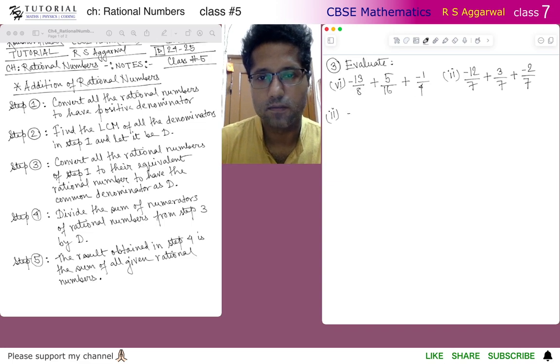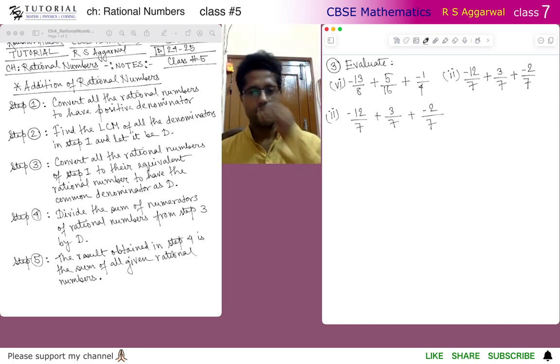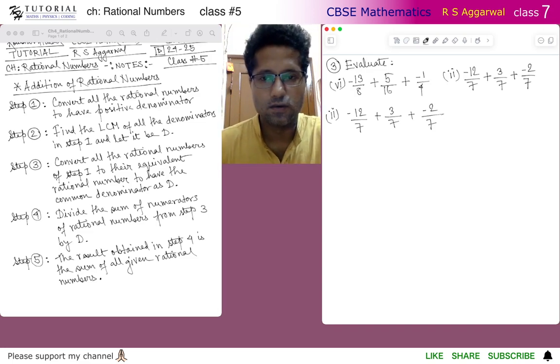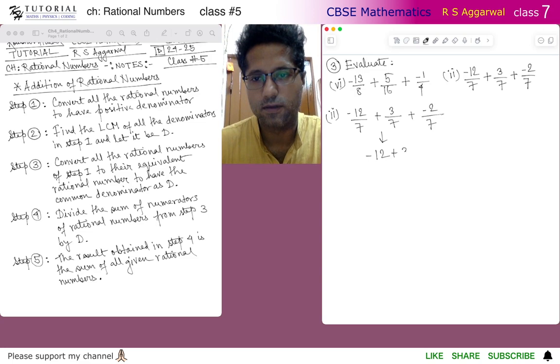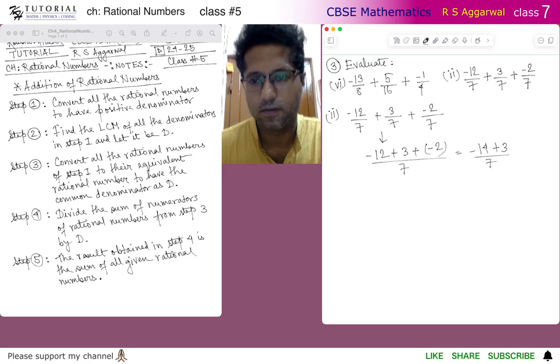It says minus 12 by 7 plus 3 by 7 plus minus 2 by 7. This is easy. As we can see, all the denominators are positive and they are the same, so we can skip directly to step 4. So this is nothing but minus 12 plus 3 plus minus 2 divided by 7, and this is minus 14 plus 3 by 7, this is minus 11 by 7. So this is the answer.